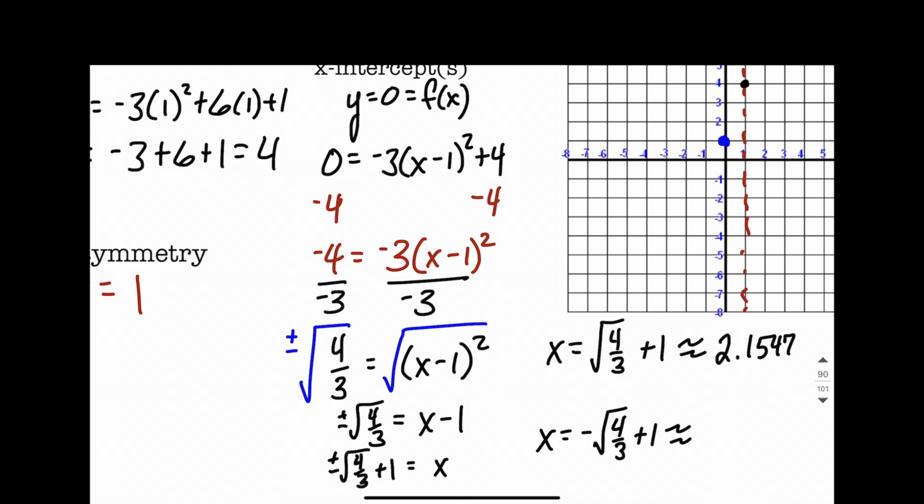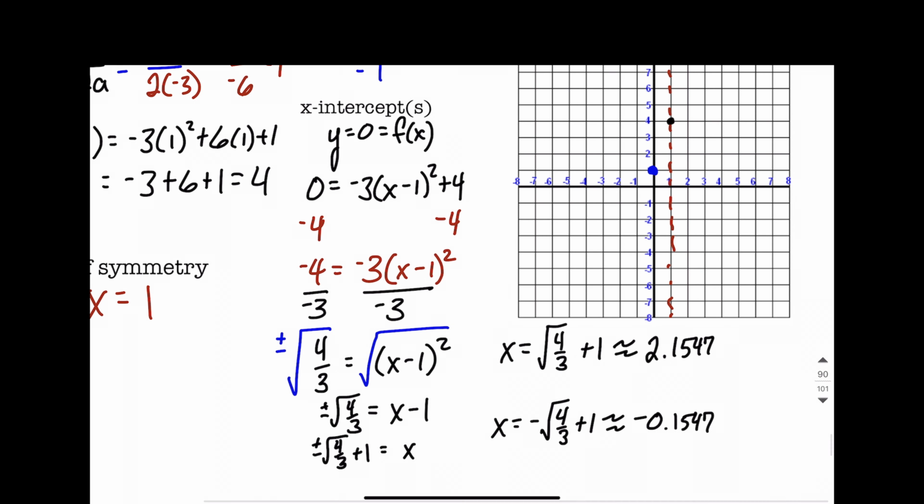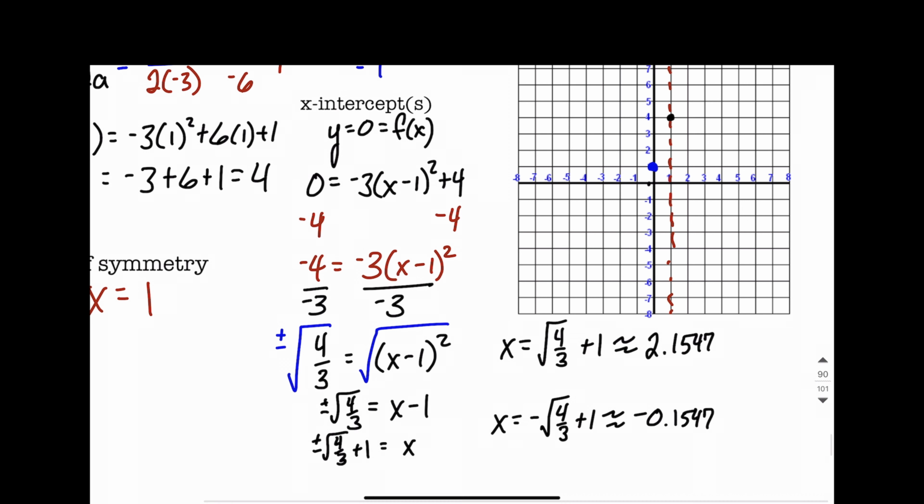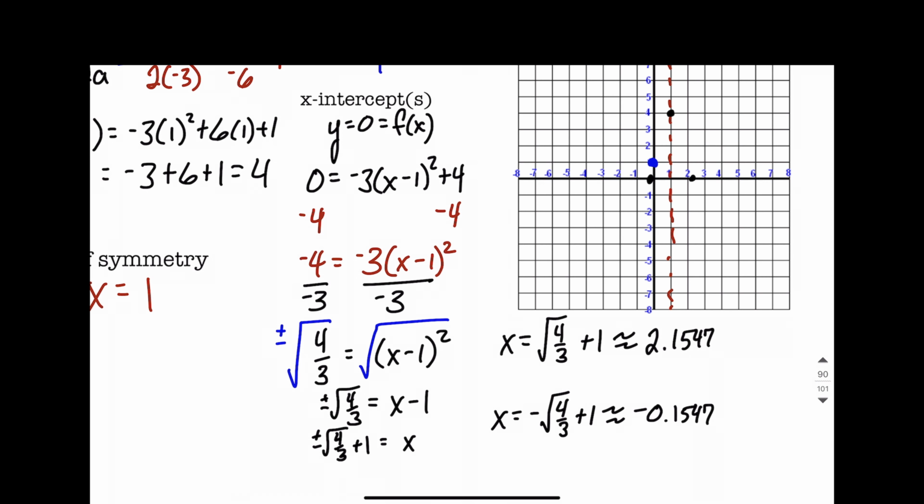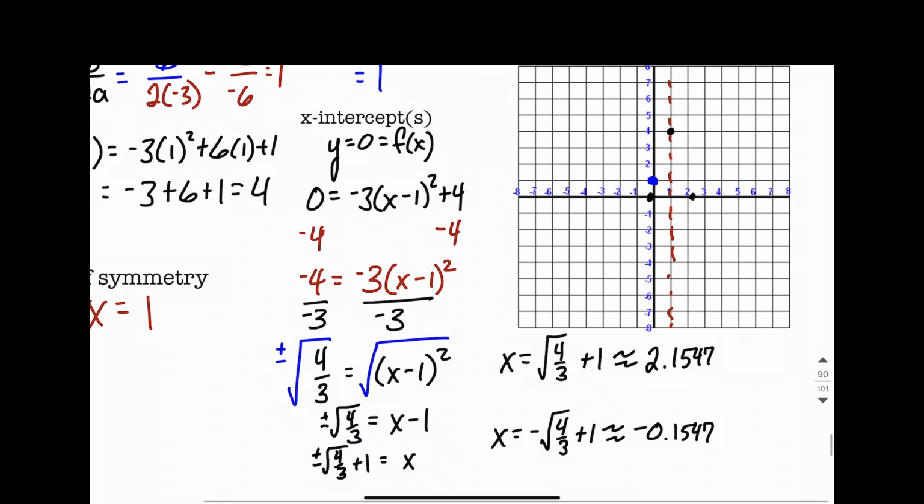And then the negative 1.1547 plus 1 makes this about negative 0.1547. All right, so on a graph, we have just a little bit to the left of 0 and a little bit to the right of 2, but really, really close to both those values.